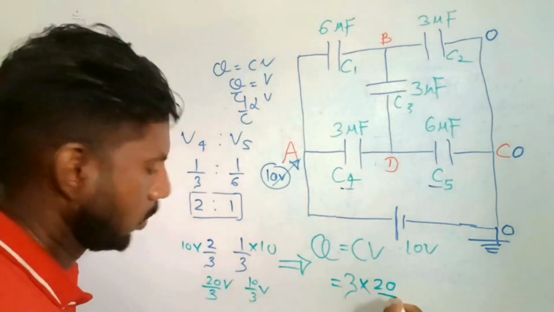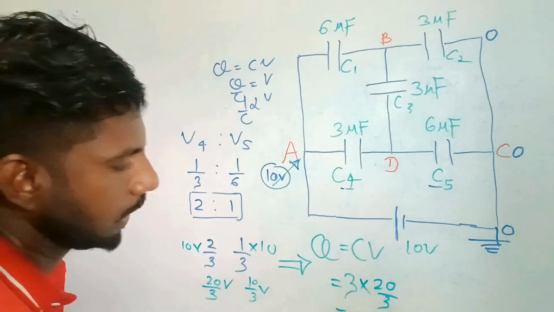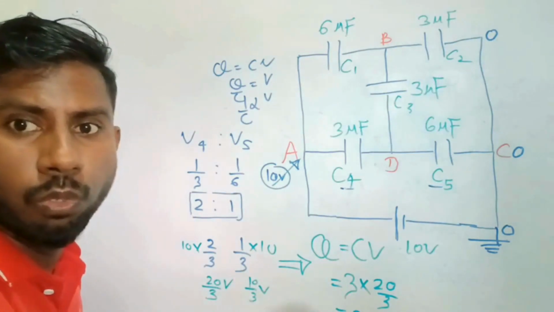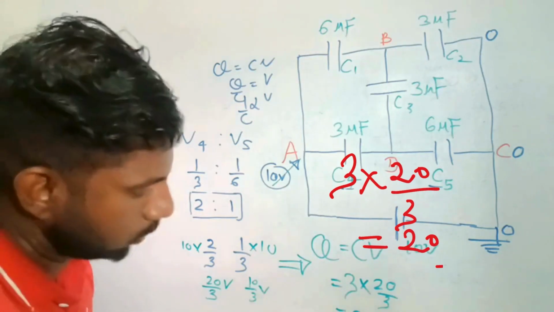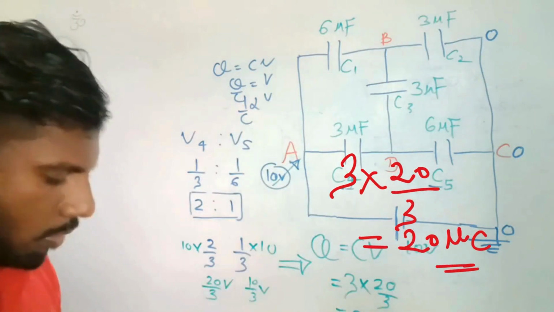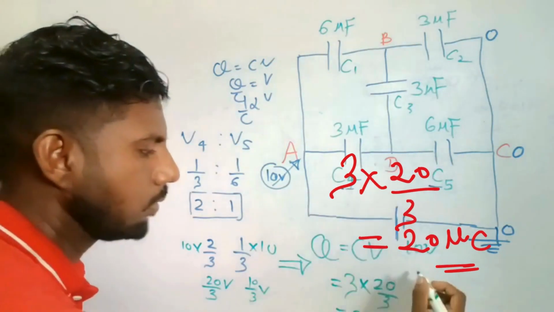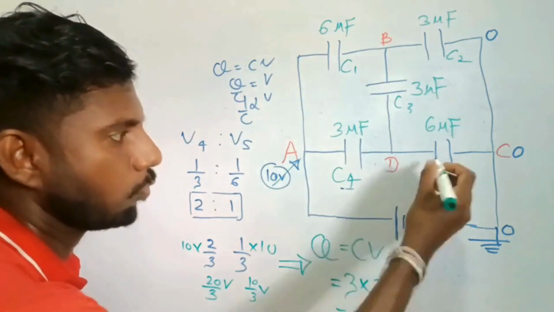So 20 over 3. So we get 20 microcoulomb, right? I think you cannot see it, but it will appear here very soon. So, right, then let's move into the other one. Q equals CV for C5.